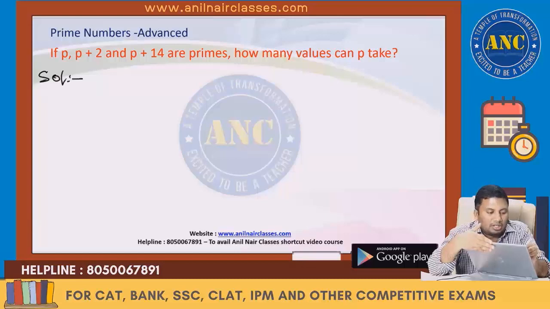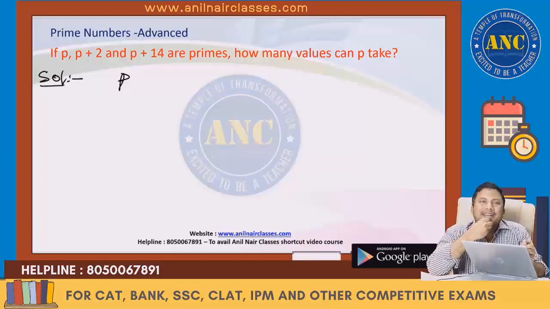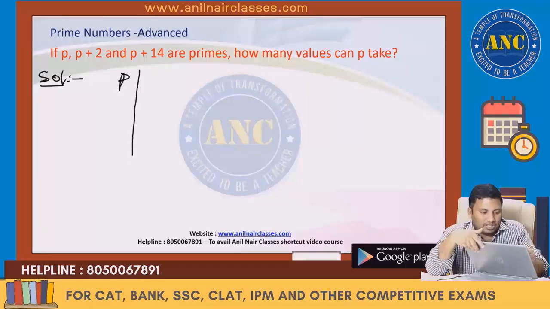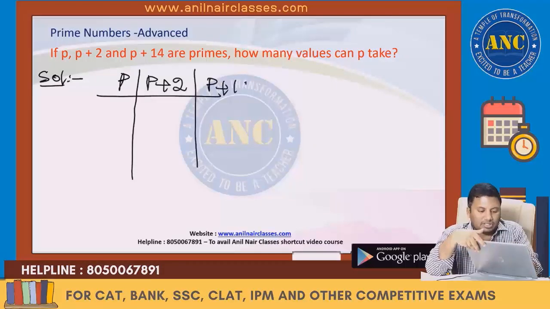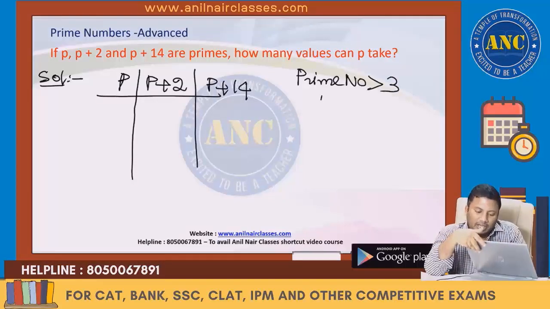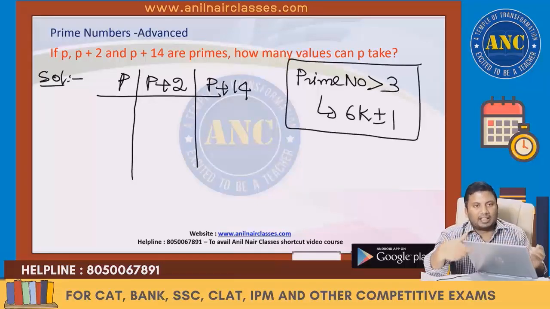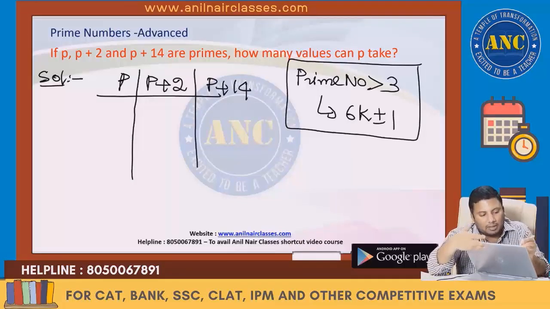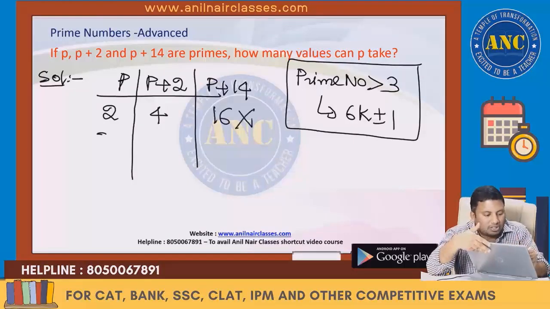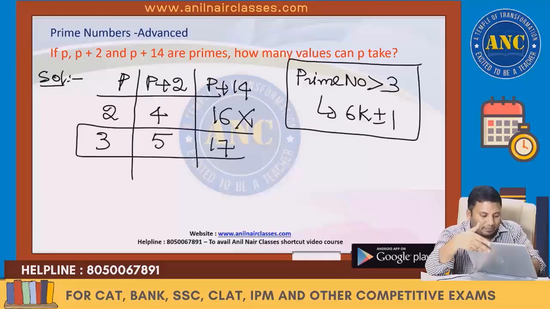Same model, but there is a catch in this question. P plus 2, P plus 14 are prime numbers. Same approach. What is the concept? Every prime number greater than 3 is of the form 6k plus or minus 1. If it is 2, plus 2 is 4, plus 14 is 16, not possible. If it is 3, plus 2 is 5, plus 14 is 17, yes.